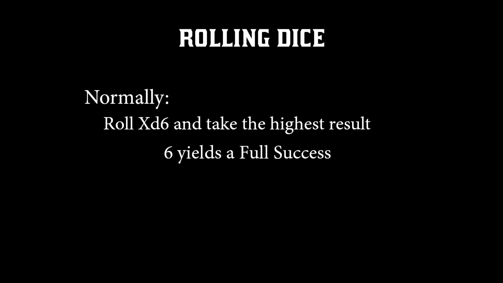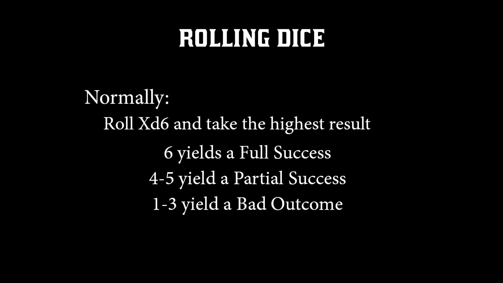So as the outcomes go, 6 is a full success. So if the highest result is a 6, you get a full success. A 4 or 5 is a partial success, and a 1, 2, or 3, those yield a bad outcome. Then, if you get 2 or more 6s, you get a crit.